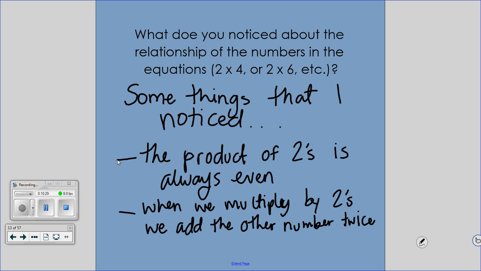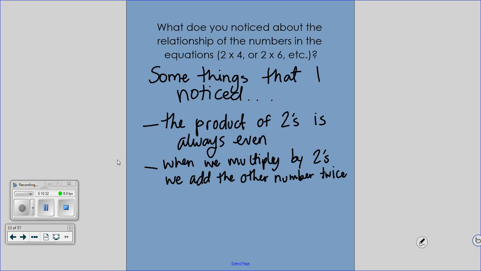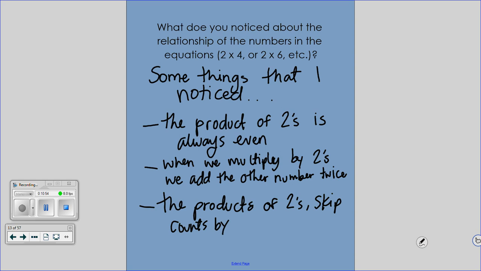Emily, what did you say? That in the product, it's counting by 2. Ooh. 6, 8, 10. Interesting. The products of twos skip count by 2. 2 times 1 is 2. 2 times 2 is 4. 2 times 3 is 6. 2 times 4 is 8. 2, 4, 6, 8, 10, 12. It'll keep going. Isn't that cool?